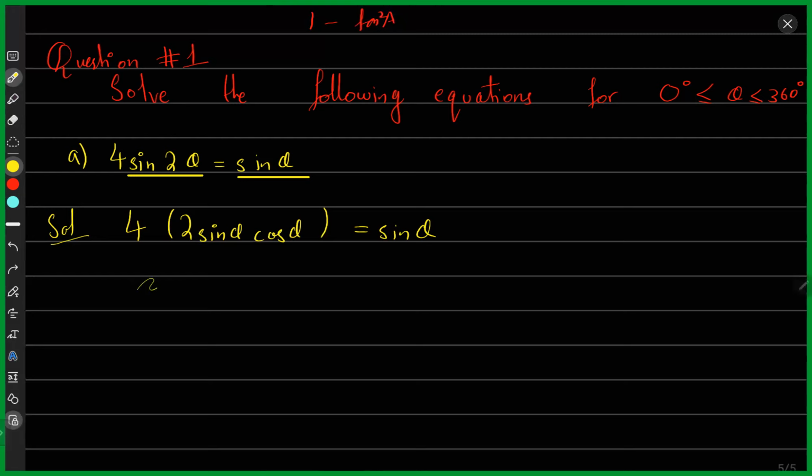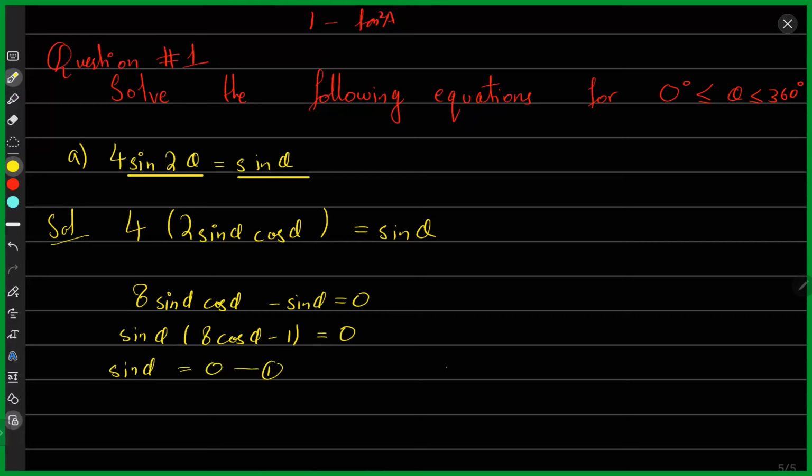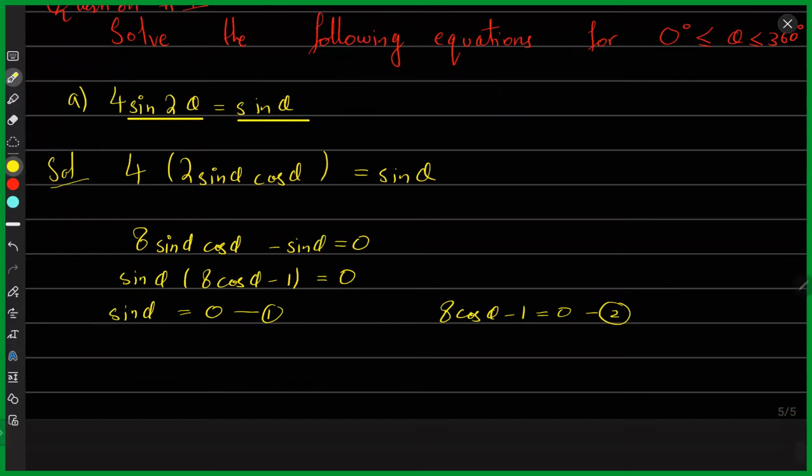So this is going to give me 8 sine theta cos theta minus sine theta equals 0. Now I can take sine theta common and this would give me sine theta times 8 cos theta minus 1 equals 0. And finally, it is sine theta equals 0. This is the first equation. And 8 cos theta minus 1 equals 0. This is my second equation. So I can just simplify this thing now.